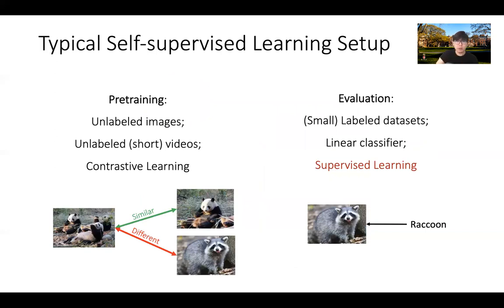And the typical self-supervised learning or contrastive learning setup is that we have a pre-training set that is unlabeled, such as images and videos, and we do the contrastive learning objective. And during evaluation, we employ a small labeled data set, train a linear classifier, and do supervised learning to map the representations into discrete concept labels. This is the standard setup.